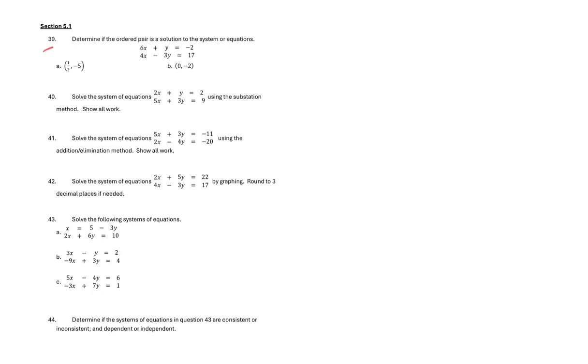39, determine if the ordered pair is a solution to the system of equations. Alright, so (1/2, -5), we'll just plug it in and see if it works out. 1/2 plus -5, that should equal -2, so we get 3 minus 5 is -2, we get -2 equals -2, so at least that one works for the first equation, but we have to check both equations.